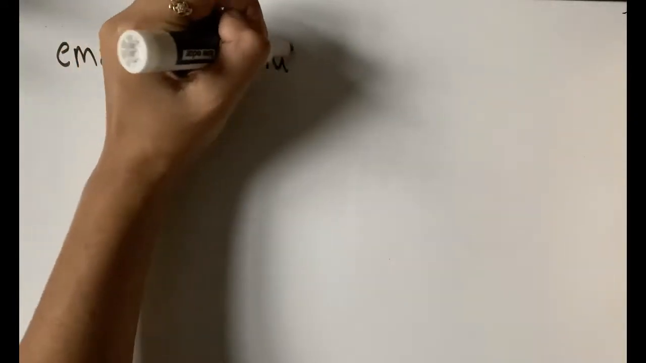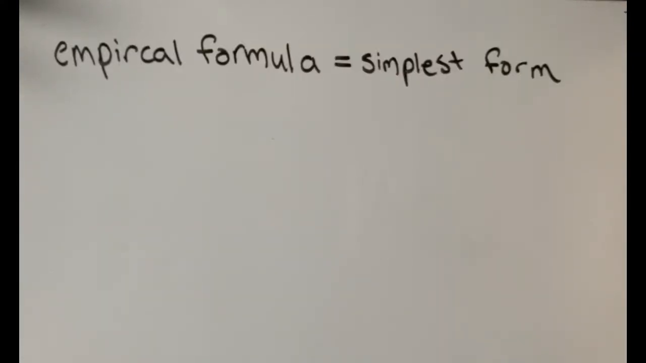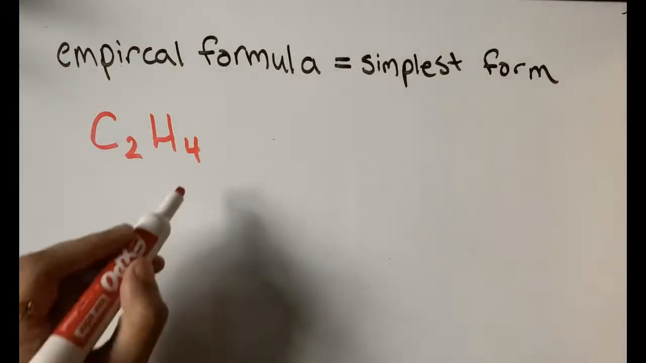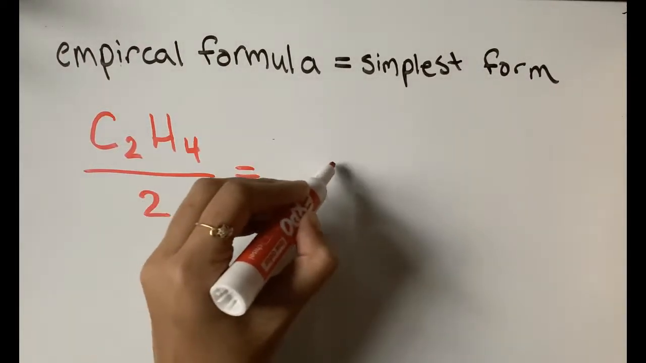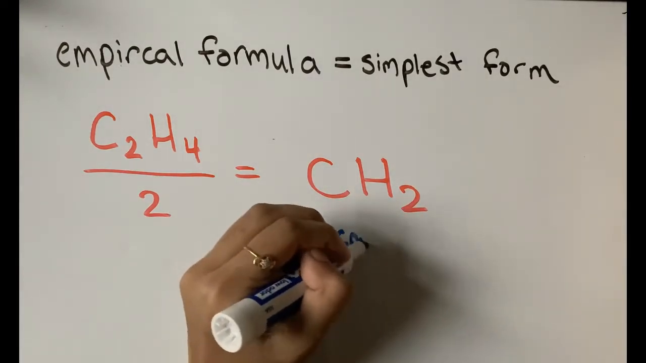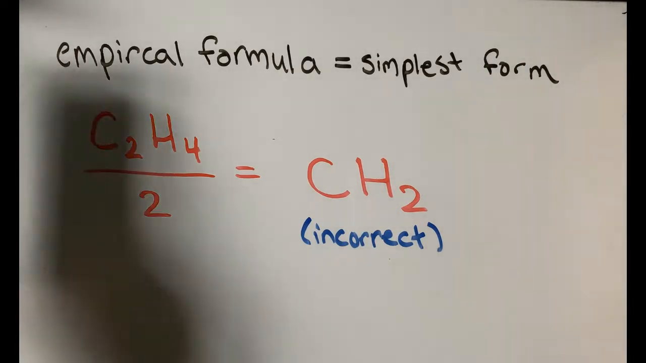If you recall from past videos, the empirical formula is the simplest form of a molecule, while molecular is the actual form. For example, C2H4 is the molecular formula, but we can simplify it to CH2, although this wouldn't be the proper way to identify the molecule. Now let's talk about how to find the empirical formula.